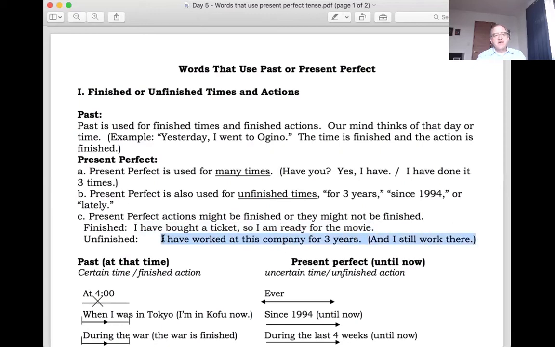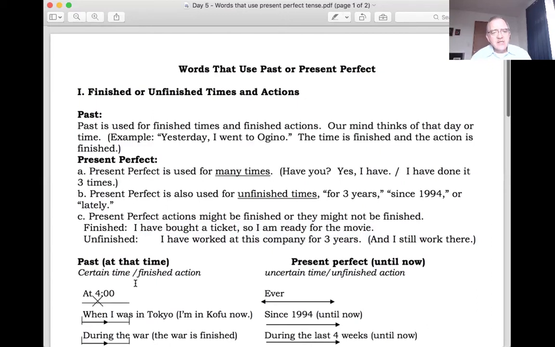This is unfinished, okay? So past tense and present perfect tense are both finished, usually. Past tense is always finished. Yesterday I went to Ogino. Present perfect might be finished. I have gone to Ogino, but we don't tell the time. Or present perfect might not be finished. I have worked for 30 years.